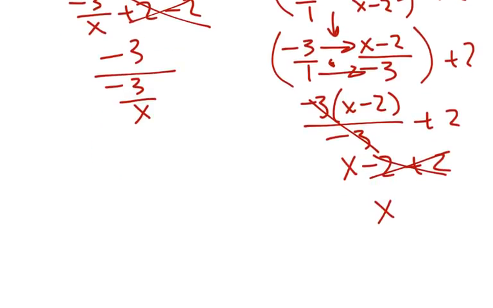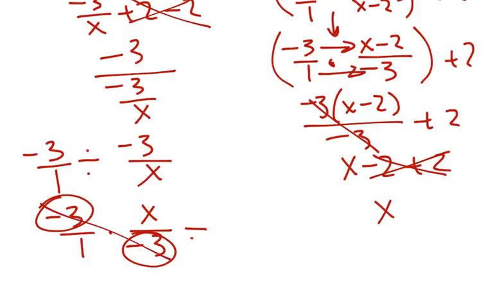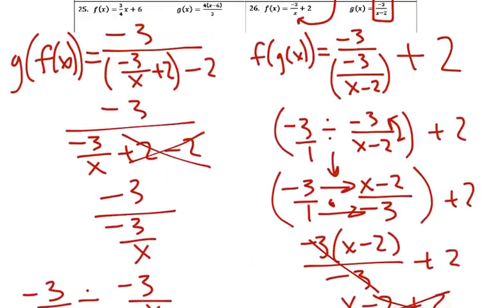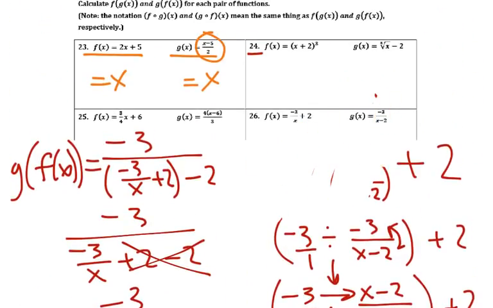Okay, that is like negative 3 divided by negative 3 over x. Make that a fraction. Flip it and multiply. Notice we've got a negative 3 on top and on bottom, so those will cancel, leaving us with x over 1, which is, once again, just x. So, hopefully you noticed on these two that they came out to be x as well.